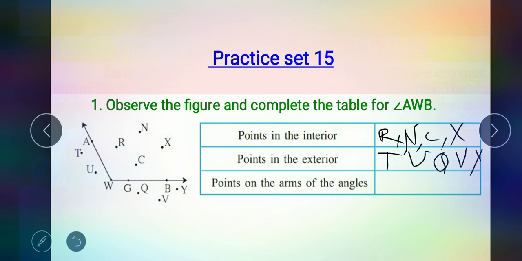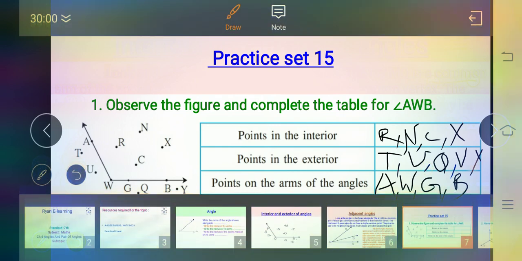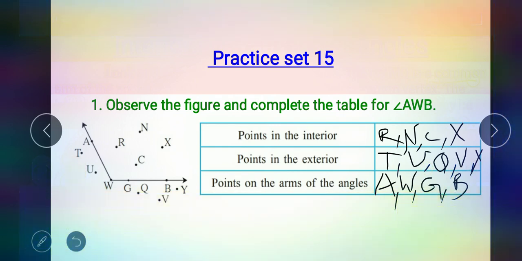Now the points on the arms of the angle. Here on the arms, we have A, W, G and B. These all points are on the arm, students. So here A, W, G and B are on the arms. In this way, students, you will answer the question. We have already studied how to check whether the points are in the exterior, interior, or on the angle, students.